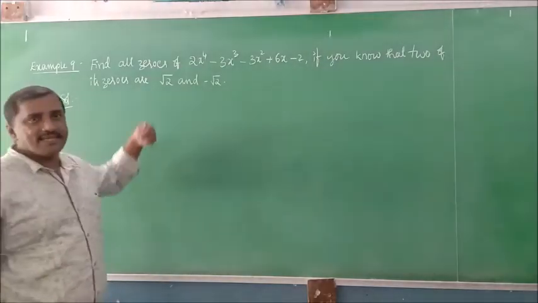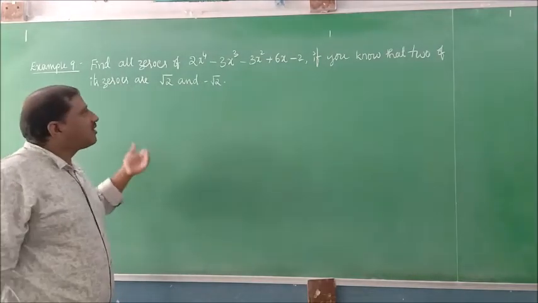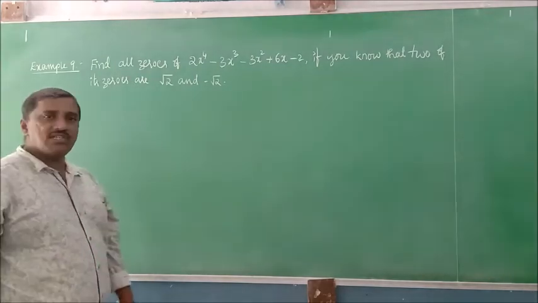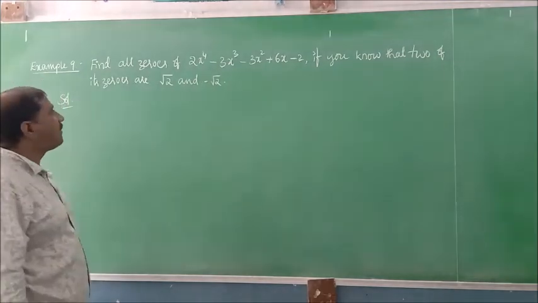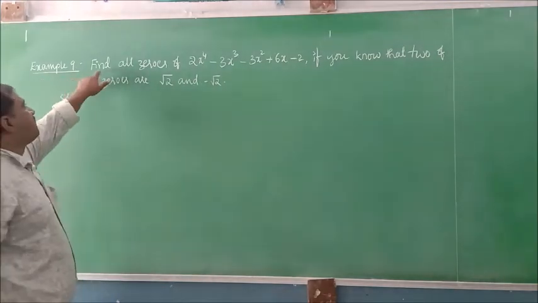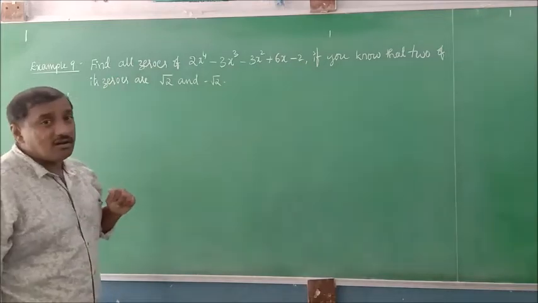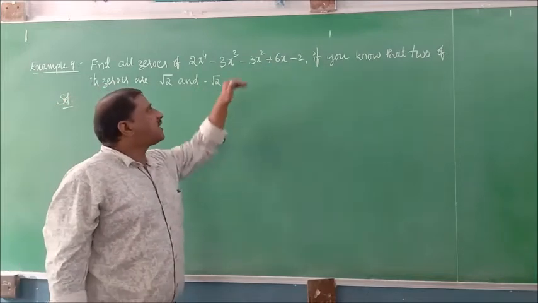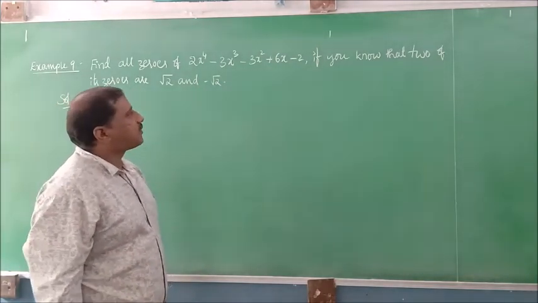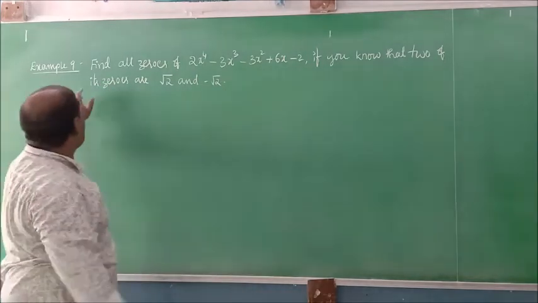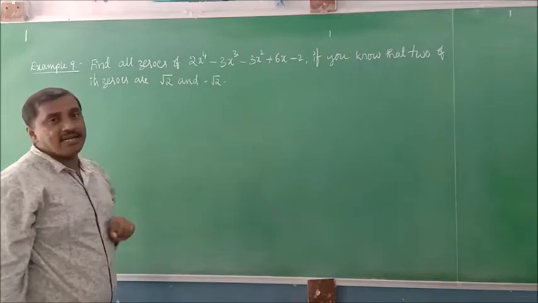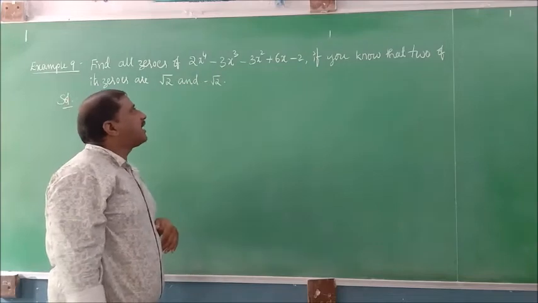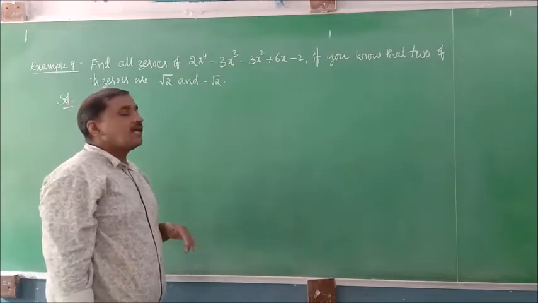And in the last class we have discussed the division algorithm. Now we are going to solve one more sum by using the application of the division algorithm, that is, division algorithm of polynomials. See one question. Find all zeros of 2x to the power of 4 minus 3x cube minus 3x square plus 6x minus 2, if you know that two of its zeros are root 2 and minus root 2. So you are given one polynomial, 2x power 4 minus 3x cube minus 3x square plus 6x minus 2.